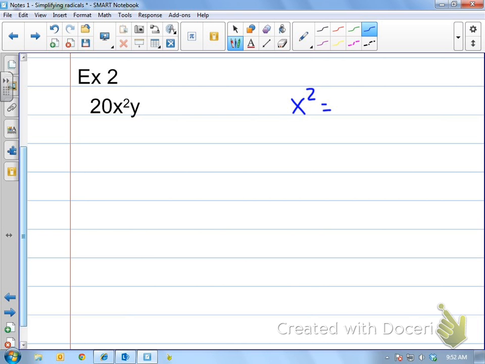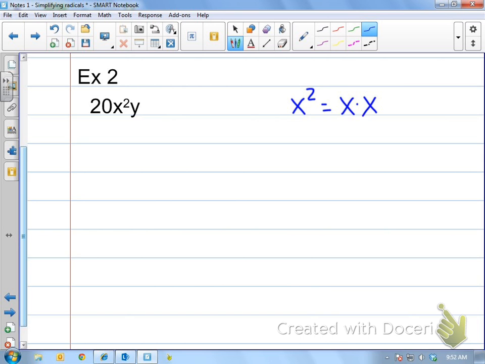X times x. X squared is saying multiply x by itself 2 times. If I said x to the third, it would be x times x times x. If I said x to the fourth, it would be x times x times x times x. Okay, so that number up above is just telling us how many times we multiply.